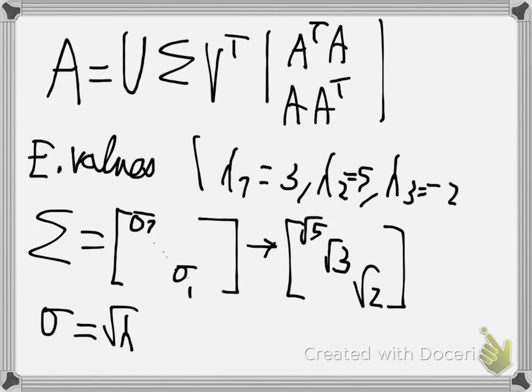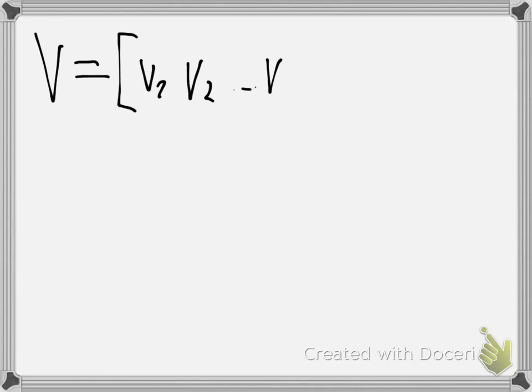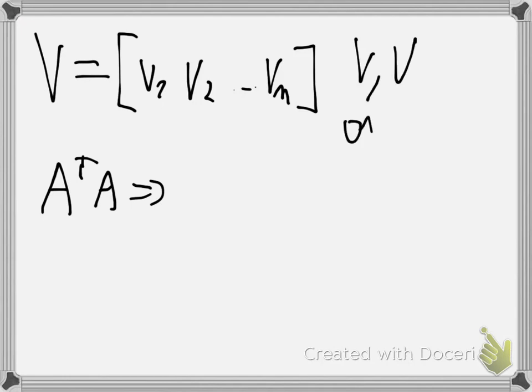Then, once you have found your eigenvalues, the matrix V will contain the eigenvectors. So it's V1, V2, and so on until Vn. It contains the orthonormal eigenvectors that you find as the eigenvectors of A transpose A. Once you have found them, you have to make them unit vectors, so of length 1. V and U are both orthogonal.